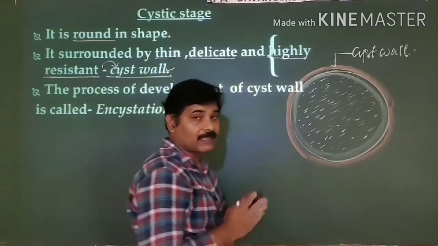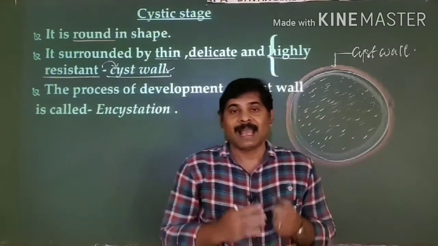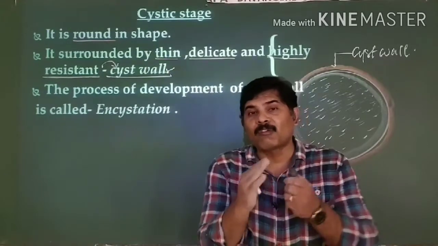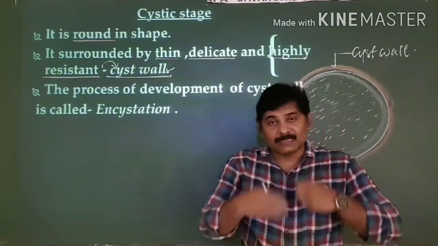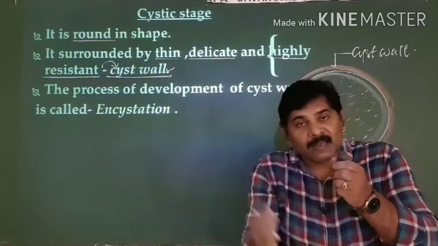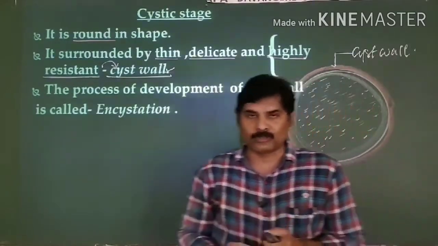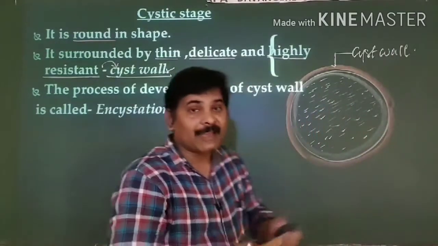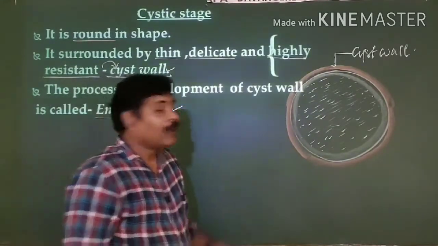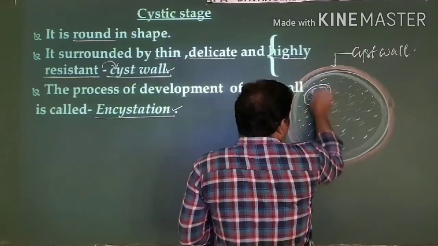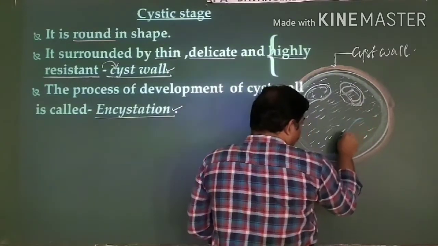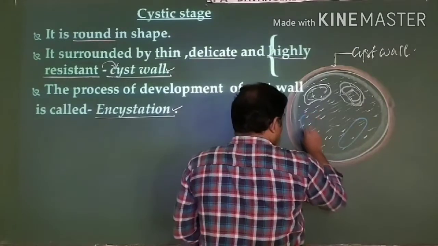Then why? What is the reason for this cyst wall formation? Actually, during this time, the parasite passes out and encounters many unfavorable conditions. In order to protect itself from the unfavorable conditions, this parasite at this stage forms a highly resistant cyst wall around itself. This mechanism of formation of the entire cyst wall around its body is known as encystation. And this is the stage at which you can see the glycogen granules present, and along with that, chromatoid bars also present.